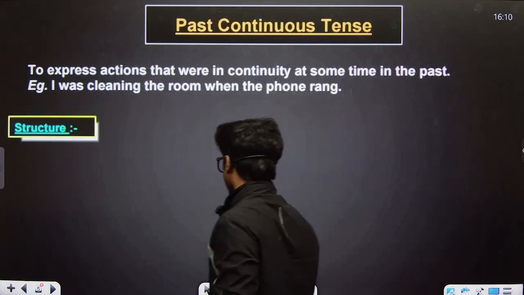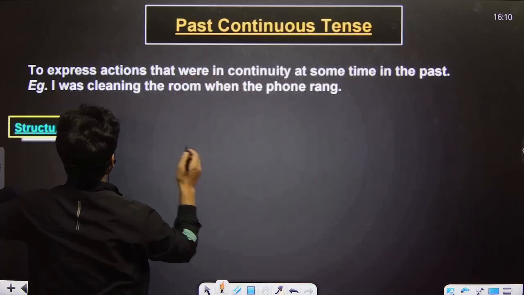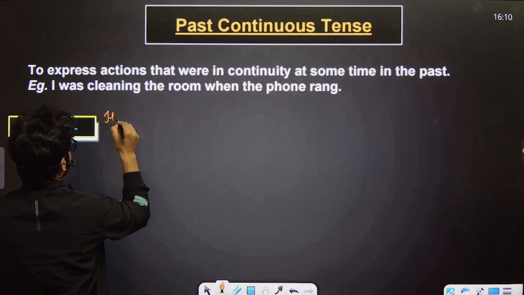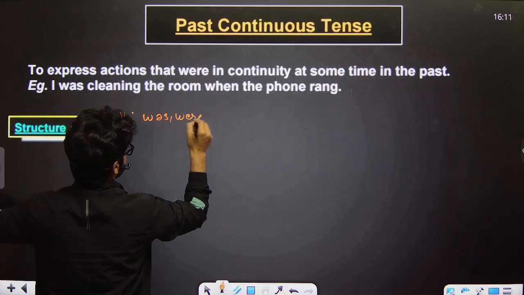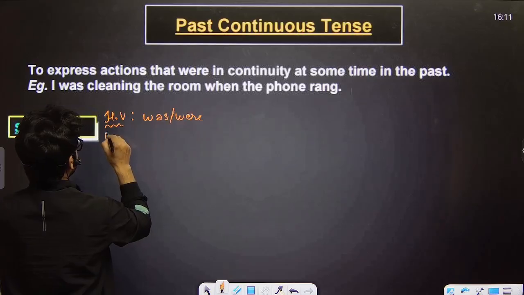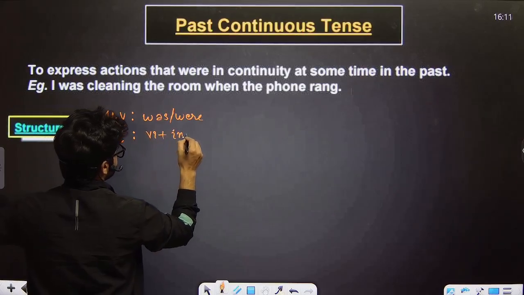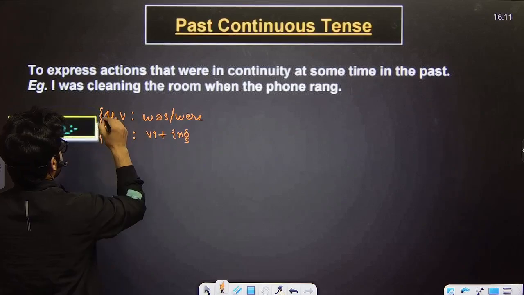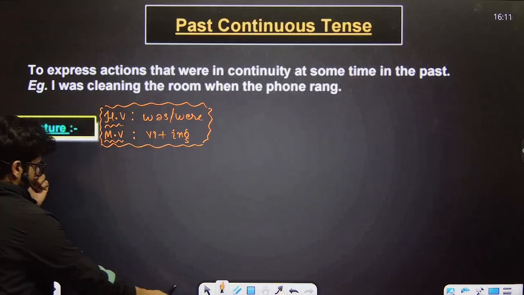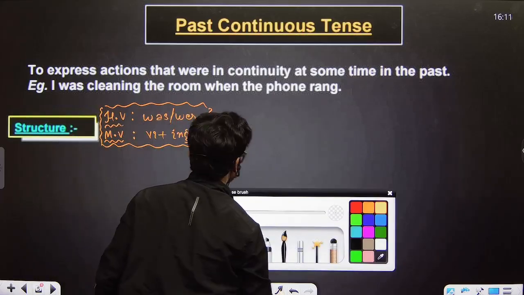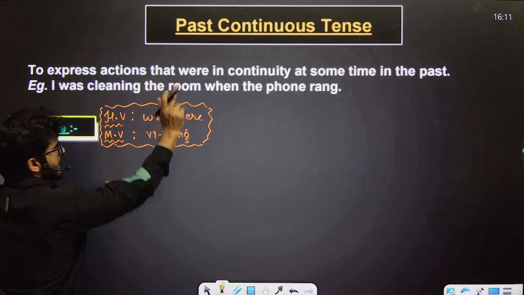Okay, so what structure do we need to follow? This is the continuous form. Your helping verb will be was and were, and your main verb will be verb 1 plus ing. If you feel difficulty in remembering the structure, remember the main verb and helping verb. It will help you to frame the sentences. Okay, so identify the sentences as well.